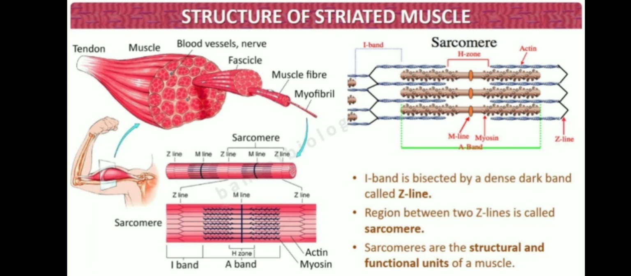The region between 2 Z lines is called a sarcomere. Sarcomeres are the structural and functional units of a muscle. I repeat, sarcomeres are the structural and functional units of a muscle.